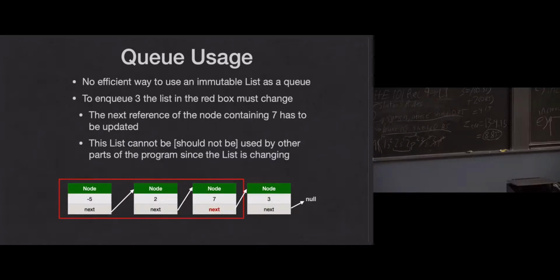So there's no efficient way to use an immutable list to build a queue. The reason is that you have to work on both ends of this list. With a stack, we just worked with the front of the list. We prepended and we removed from the front. We can do those very efficiently just by manipulating references.